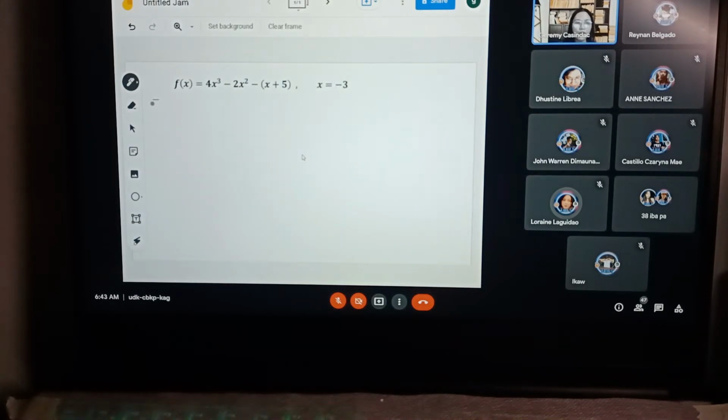So we have now 4 quantity negative 3, raised to 3, minus 2 quantity negative 3. Oh, sorry.